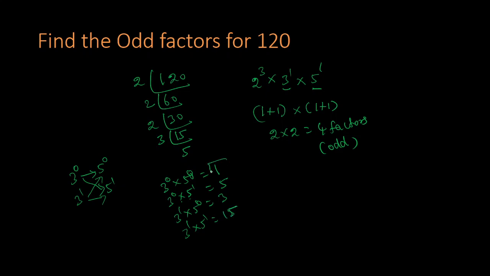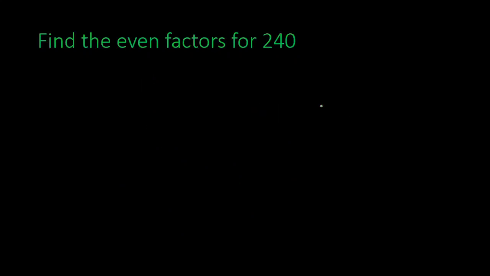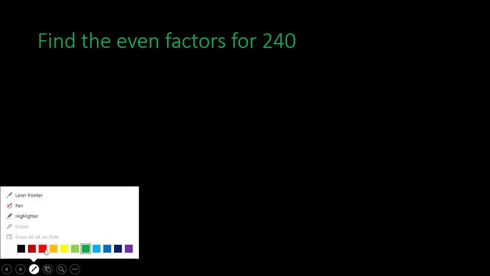Now all these numbers are called the odd factors which can divide the number 120. 1 will divide 120, 5 will divide 120, 3 will divide 120, and 15 will divide 120. So all these are called odd factors. Now, going to the next one: find the even factors for the number 120.